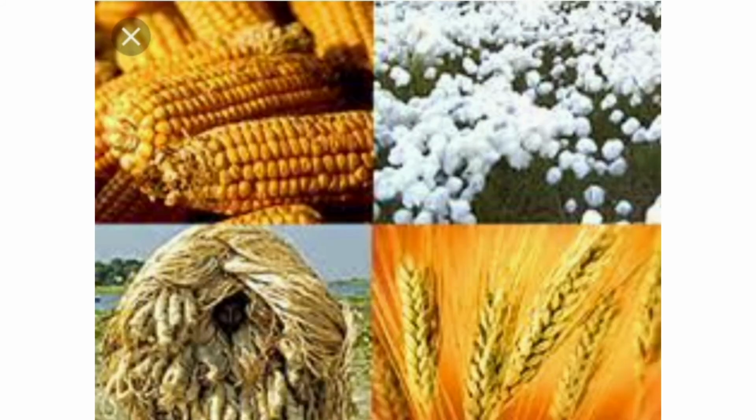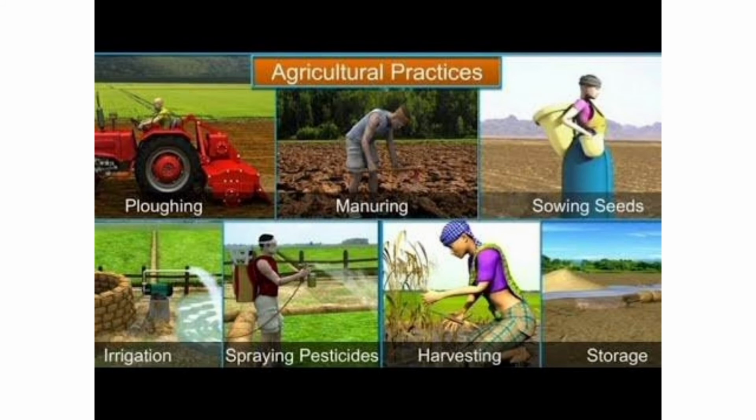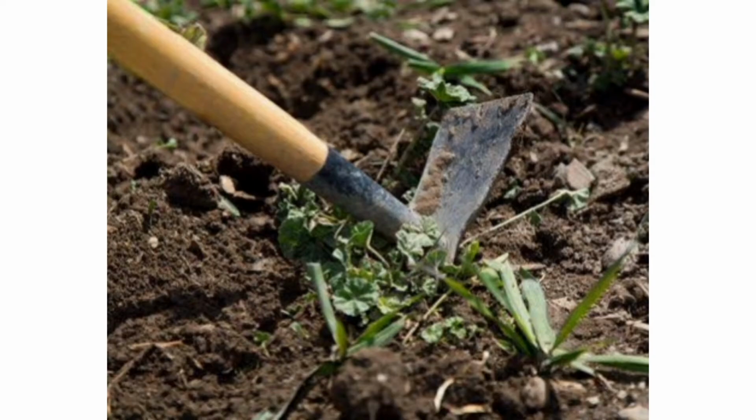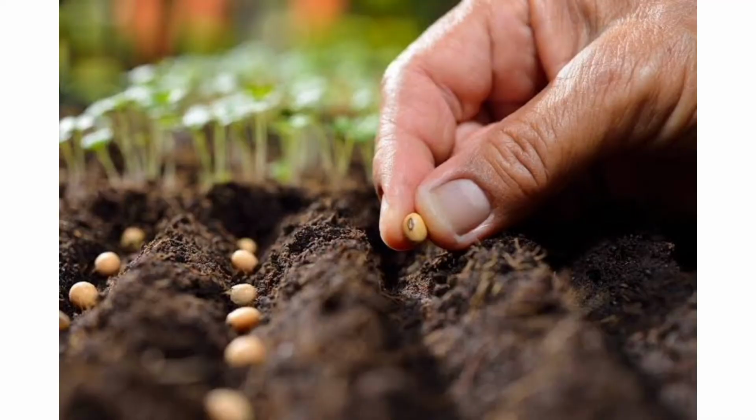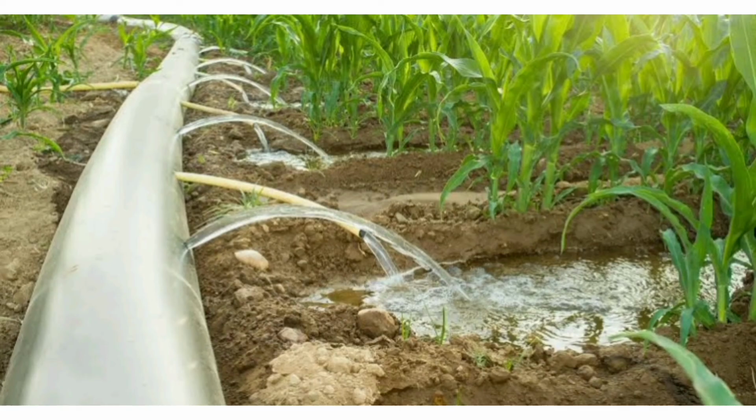One of the most important topics is agriculture. Now what is agriculture? Agriculture is the science of growing crops. For good and healthy crops, farmers need some important practices. So the first one is to till the soil and add manure to the field. Second, sow seeds of good quality. Third, irrigate or water the crops at regular intervals.